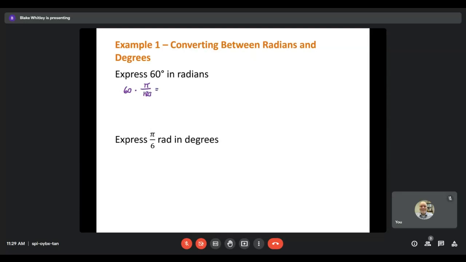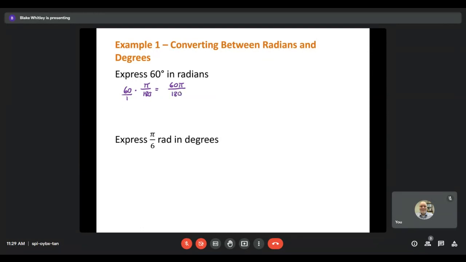Now, when I do this, I'm going to think of these both as fractions, which means I can just multiply straight across. So I'm going to write this as 60 over 1. When I multiply straight across, that's going to give us 60 pi over 1 times 180, which is just 180.